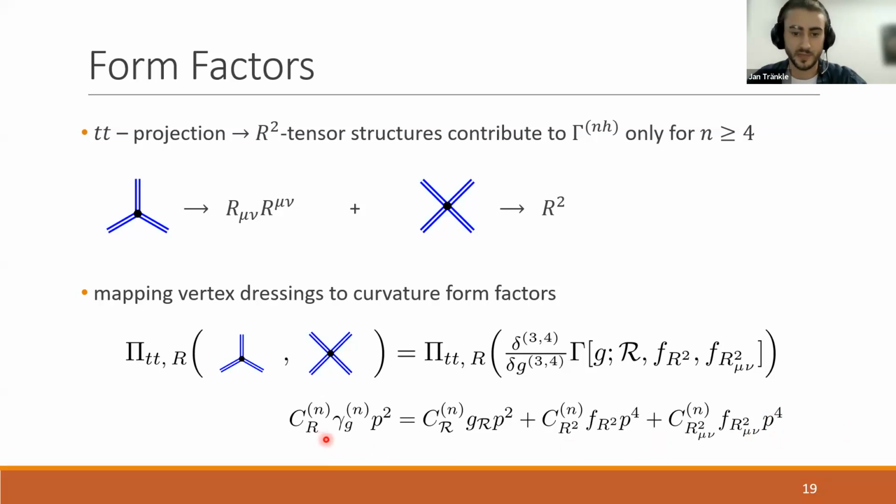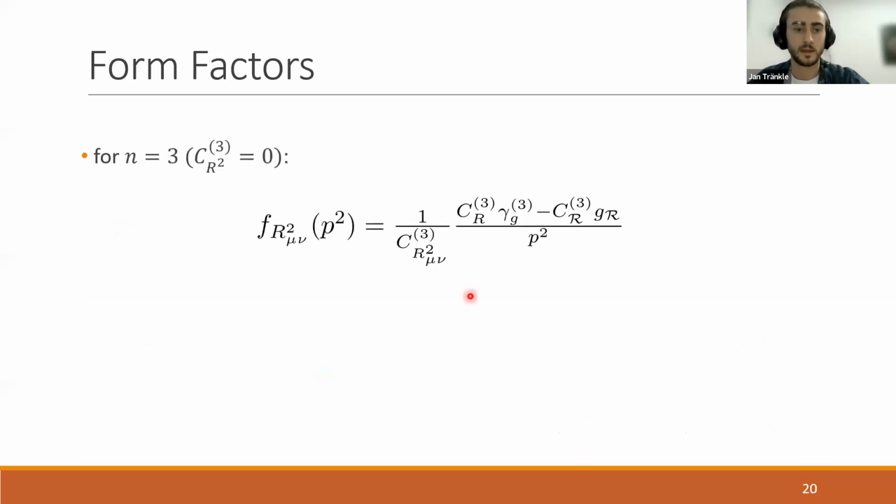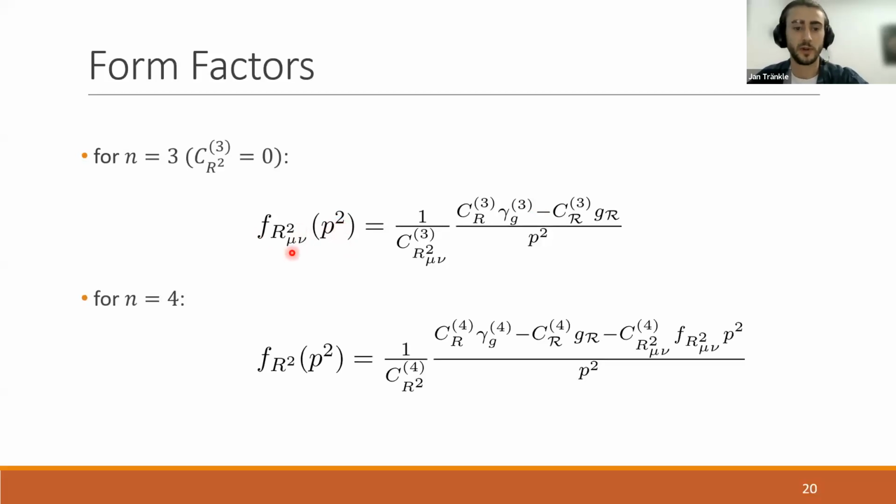Now we can use this equation for n = 3 and n = 4 to extract concrete expressions for these form factors. And for n = 3, I told you the Ricci scalar squared projection drops out. And so this results in this expression for the Ricci tensor form factor, where again, we have these constants appearing here. And in particular, I want to draw your attention here to the gamma 3. So this is the coupling of the 3-point vertex that mainly determines the momentum dependence of this Ricci tensor form factor here. And then we can do the same thing for n equals 4.